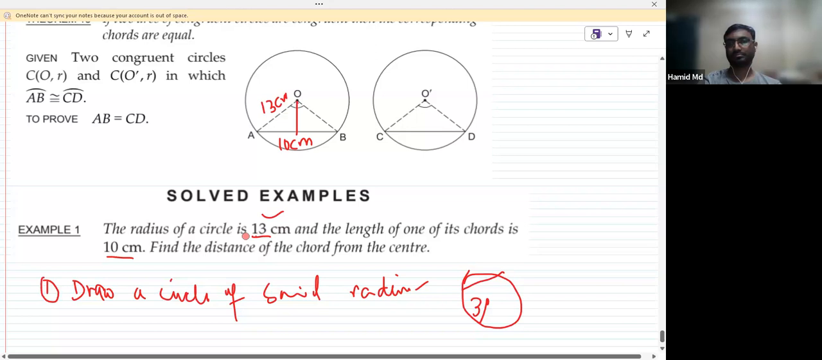So I have to measure the distance, right? I got the measurement, but I took a 3 centimeter radius, and my chord I got around 6 centimeters. So the circle where your radius is 3 centimeter, you make it 13. Just write the 1 before the 3. And the 6 centimeter chord, just erase it and write it 10.